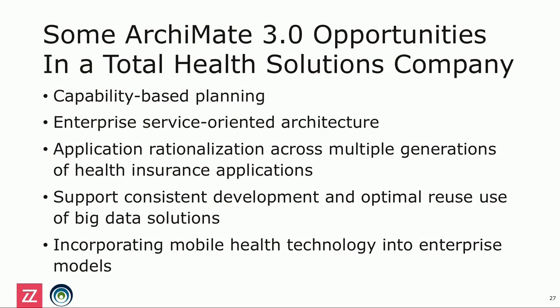go from there. And so some opportunities we see at Cambia for ArchiMate 3 are capability-based planning, enterprise service-oriented architecture. I've done a lot of work already. We have lots and lots of service teams developing things, and how does all that work fit together? And I've used ArchiMate in modeling the service catalog that we're going to implement internally.